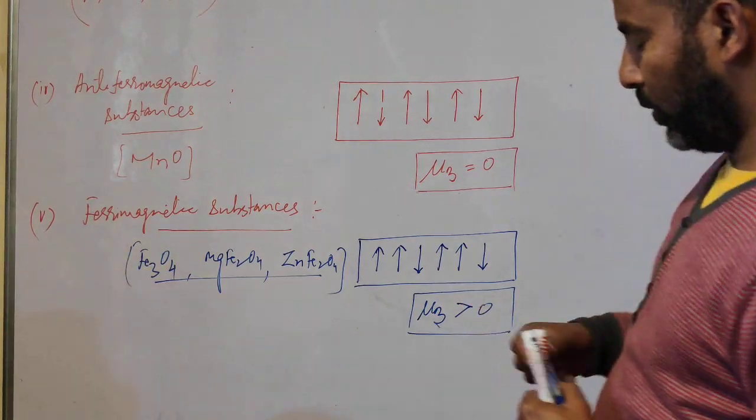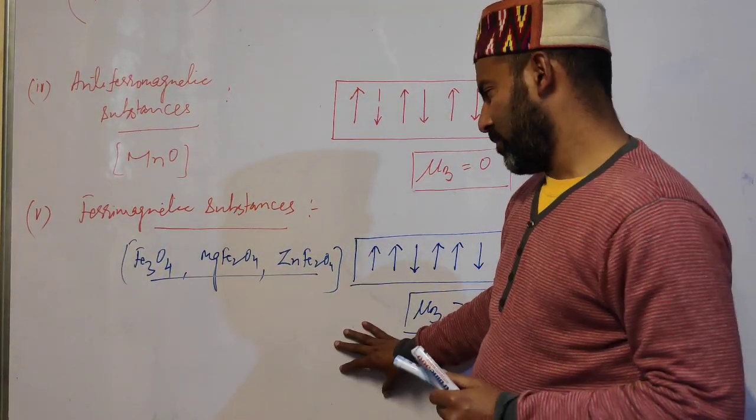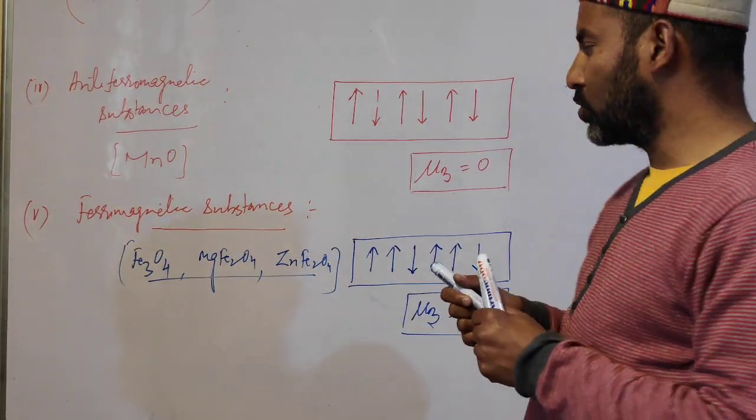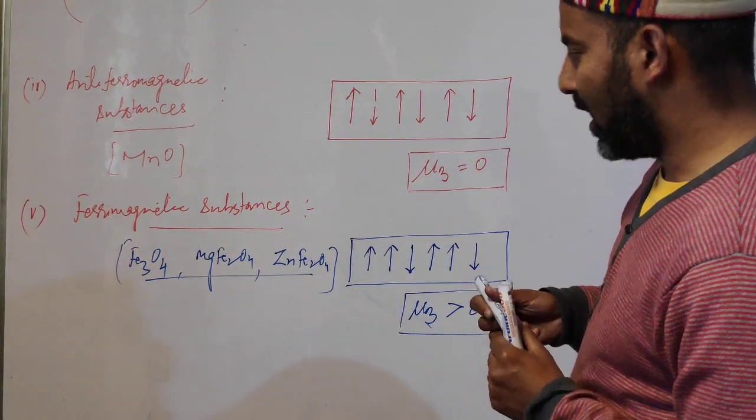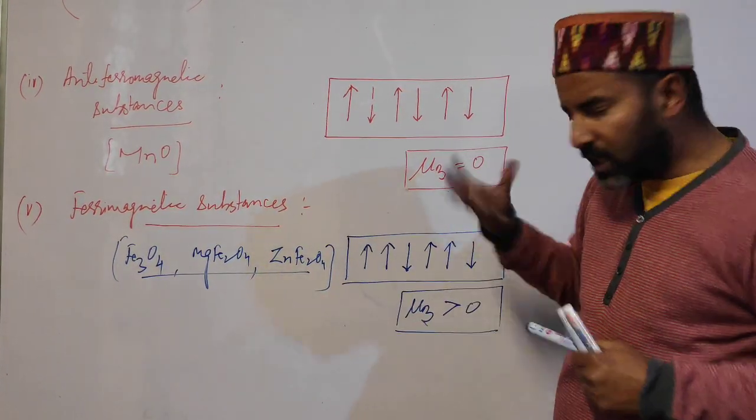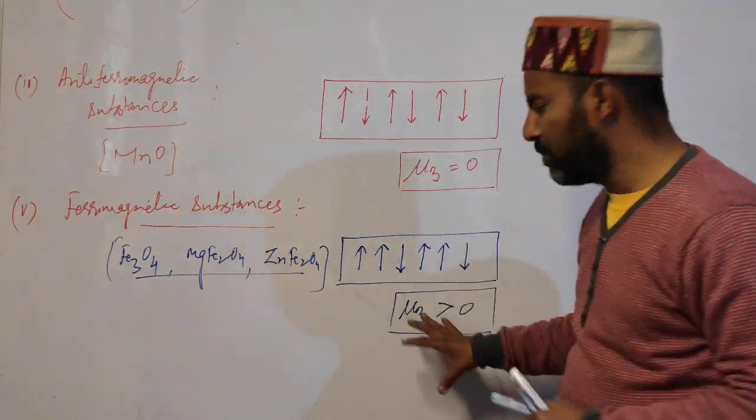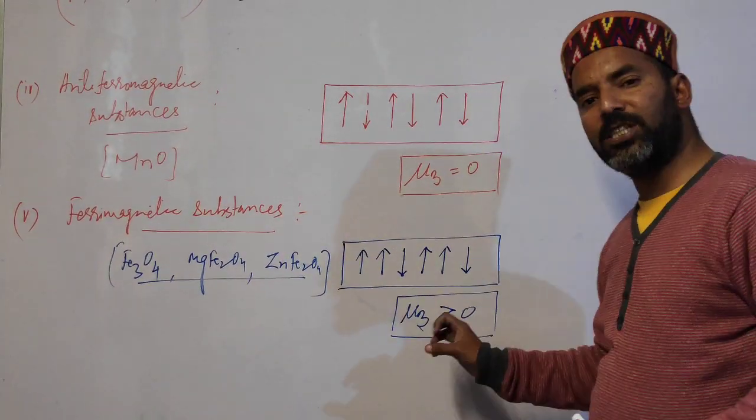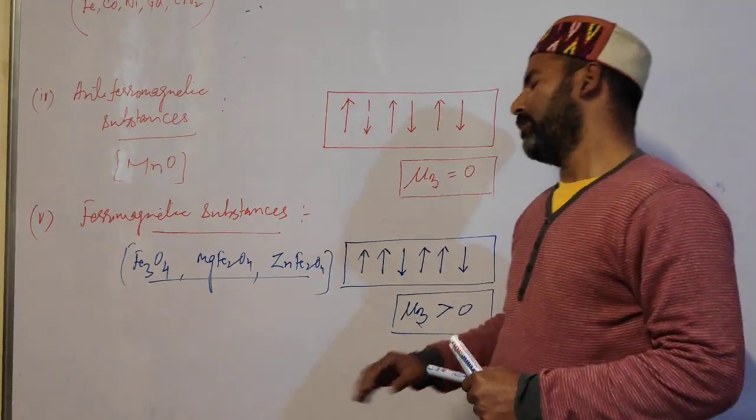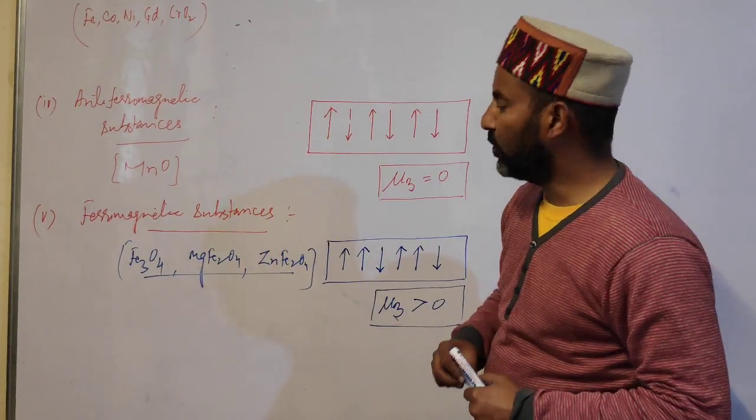Now students, one important thing: these substances lose their magnetism on heating and thus they become paramagnetic. This is very important: when we heat these substances above a particular temperature, they lose their magnetism and become paramagnetic. And the temperature at which this occurs is called the Curie temperature. So students, this is the 5th type.